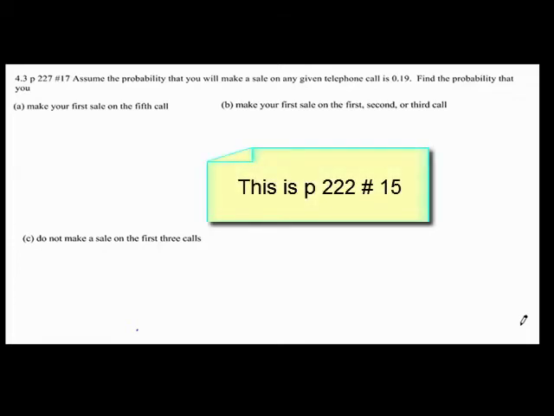Section 4.3, page 227, number 17. Assume the probability you will make a sale on any given telephone call is 0.19. Find the probability that you, part A, make your first sale on the fifth call.